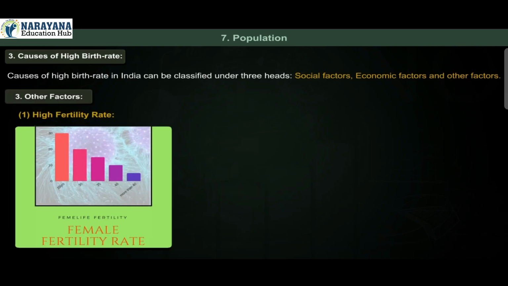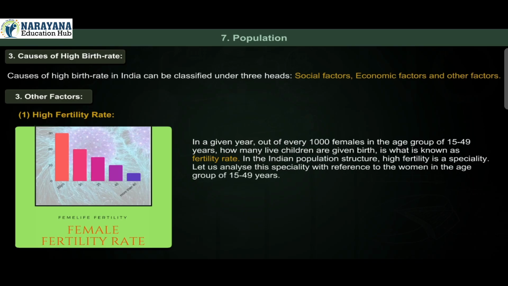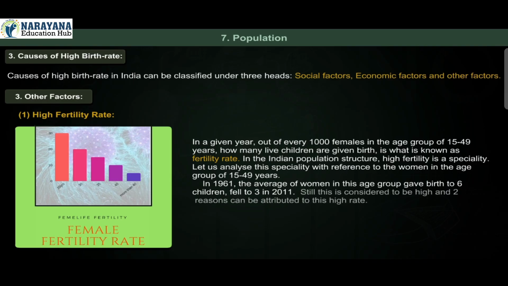First, high fertility rate. In a given year, out of every 1000 females in the age group of 15 to 49 years, how many live children are given birth is what is known as fertility rate. In the Indian population structure, high fertility is a specialty. Let us analyze this specialty with reference to the woman in the age group of 15 to 49 years. In 1961, the average of women in this age group gave birth to 6 children, fell to 3 in 2011.